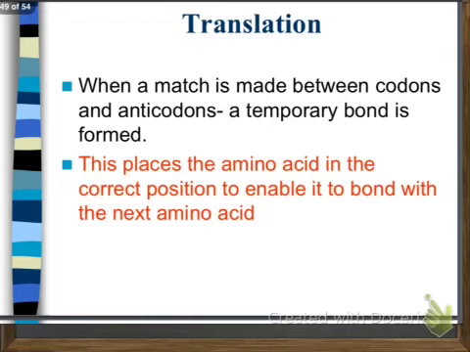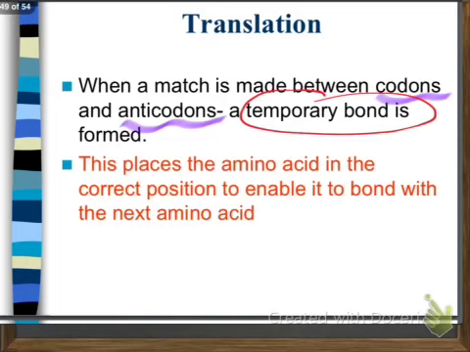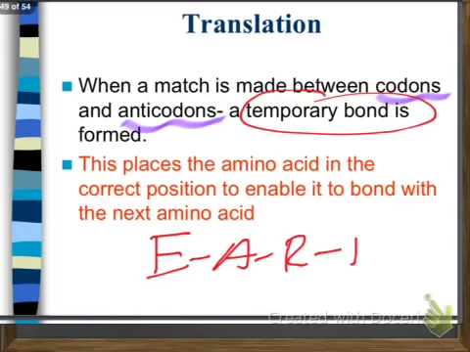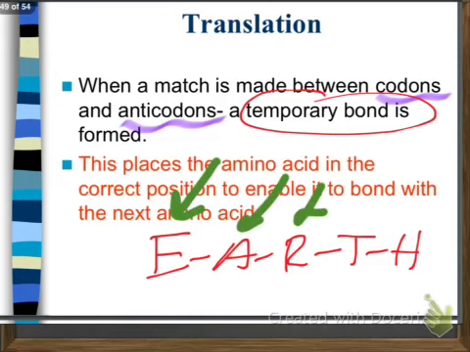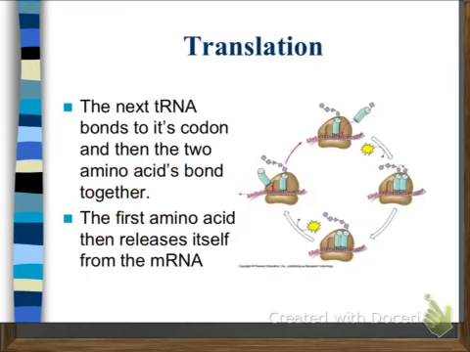What happens is when we have that match between the anticodon and the codon, we get this temporary bond. And then it makes sure that the amino acids are placed in the proper sequence. Like if we wanted to spell the word EARTH, which we've used as an example throughout this video series, this temporary bond makes sure that we have the E in the right spot, then the A, then the R, then the T, then the H, all within the proper sequence.